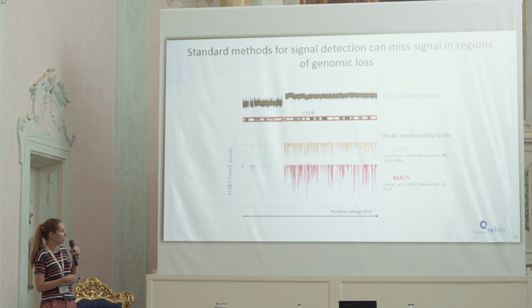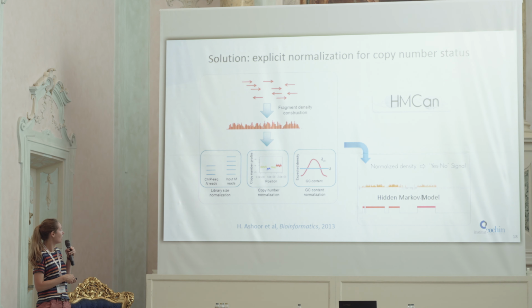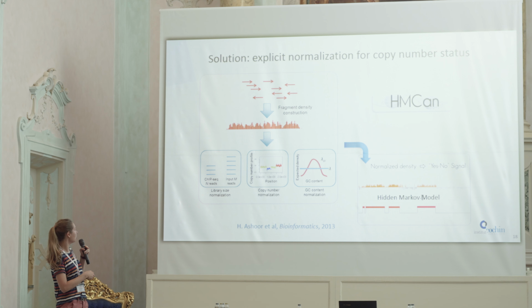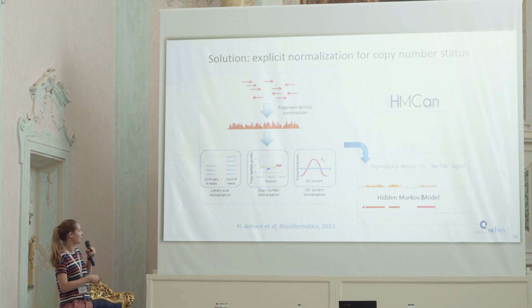So we wanted to create our own method, which will not have this copy number bias. And we did it in 2013. We called it HM-CAN, for histone modifications and cancer, published in Bioinformatics. In addition to this copy number bias, HM-CAN corrects for GC content bias and library size bias. And then on these normalized densities, it applies hidden Markov models to segment the genome into regions of signal and no signal. It turns out that having just two states in this hidden Markov model is enough to have very good predictions.